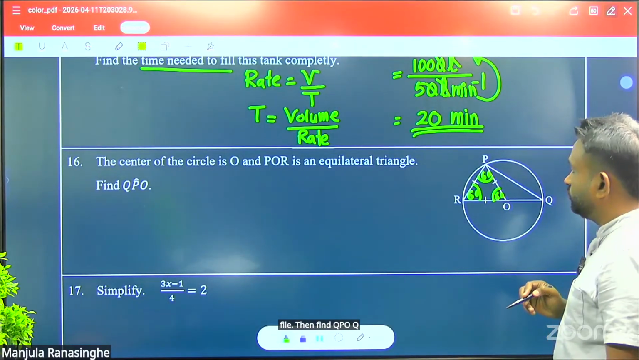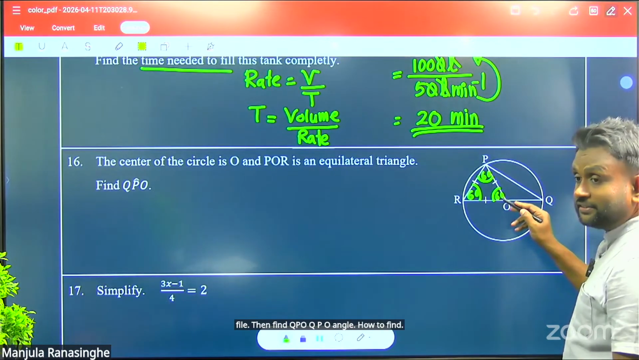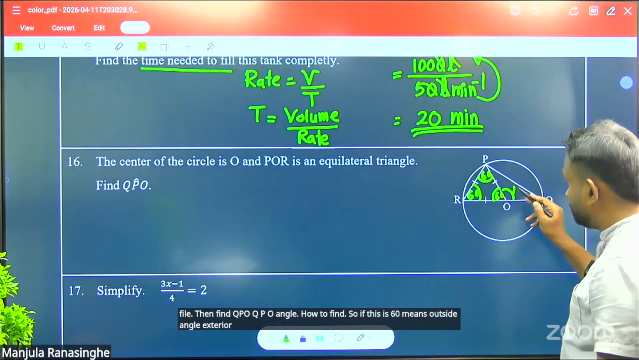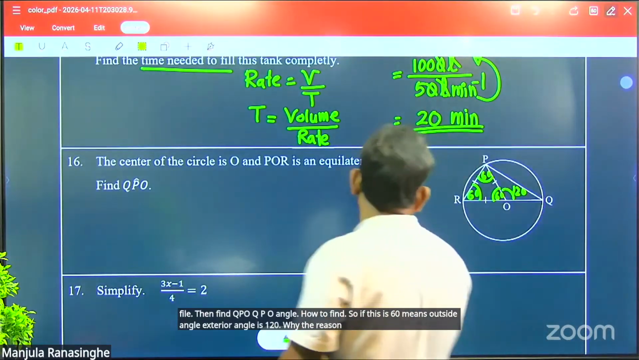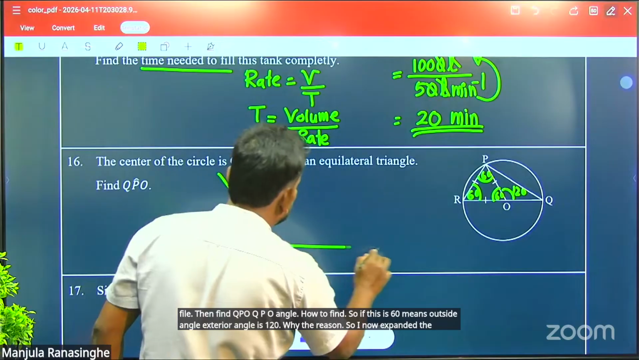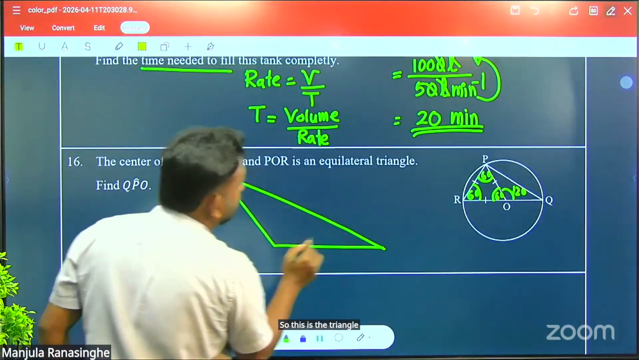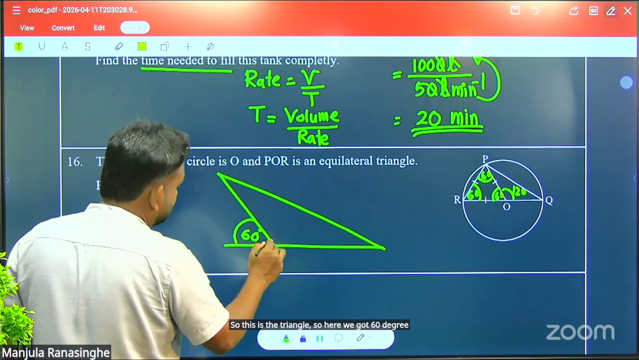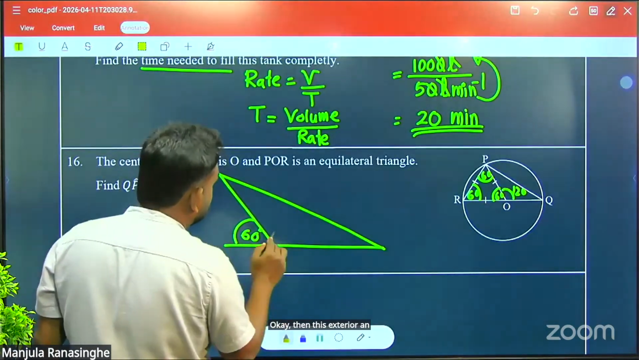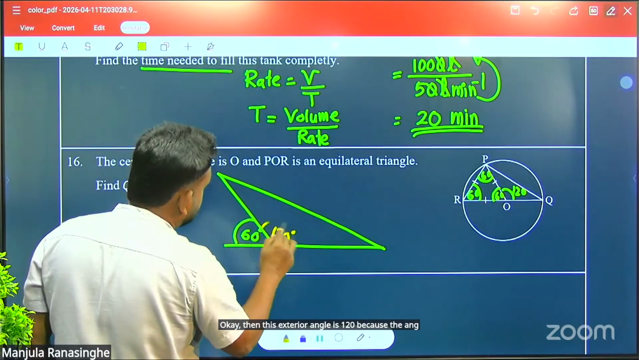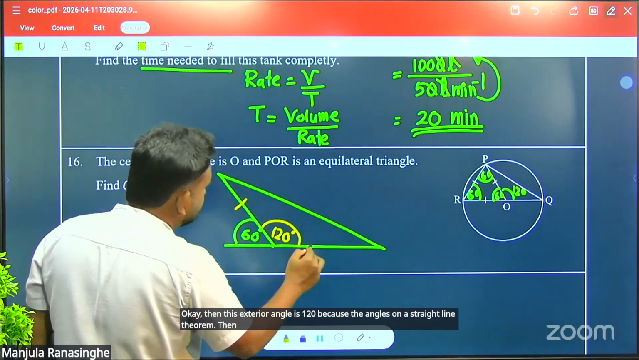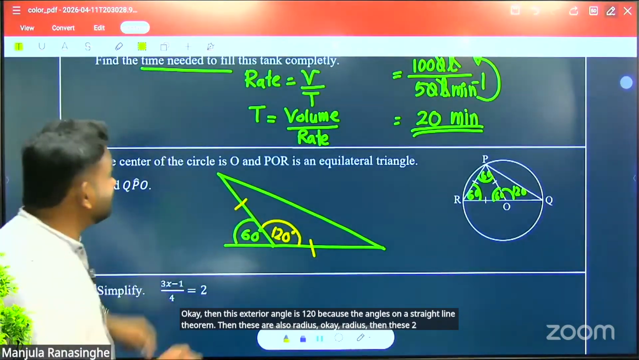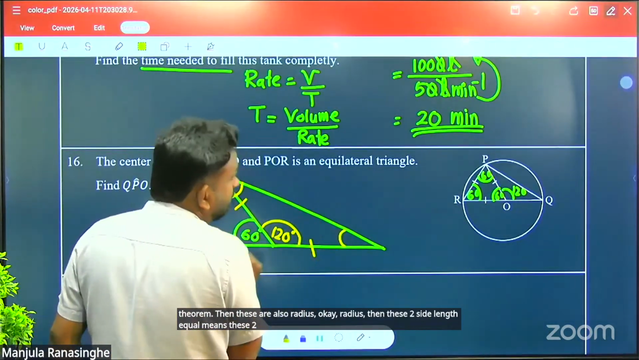angle QPO. How to find? If this is 60, the exterior angle is 120. I have now expanded the triangle. So this is the triangle, and here we got 60 degrees. Then this exterior angle is 120 because of the angles on a straight line theorem. Then these are also radii. These two side lengths are equal, which means these two opposite angles are also equal.